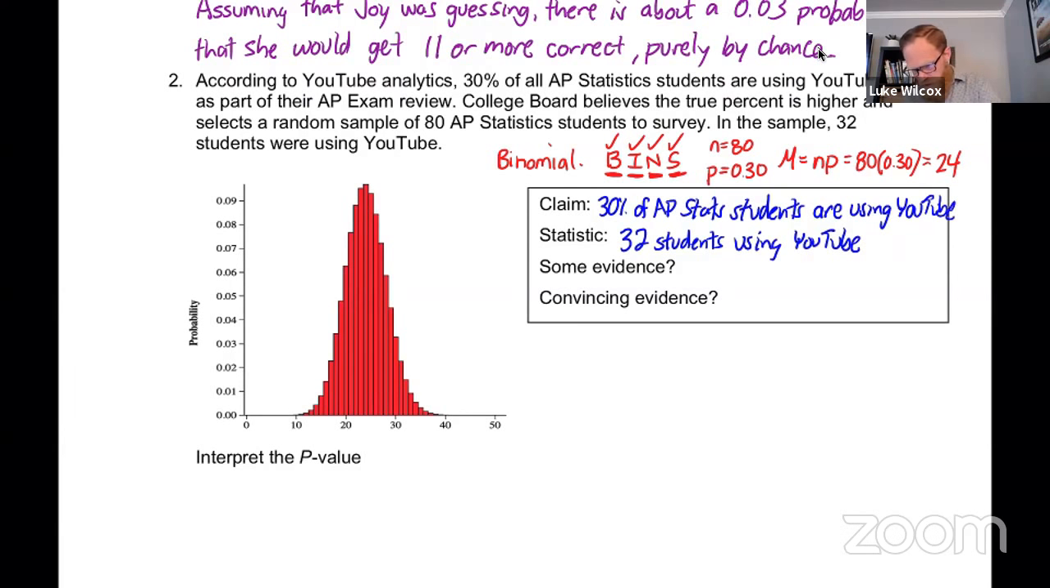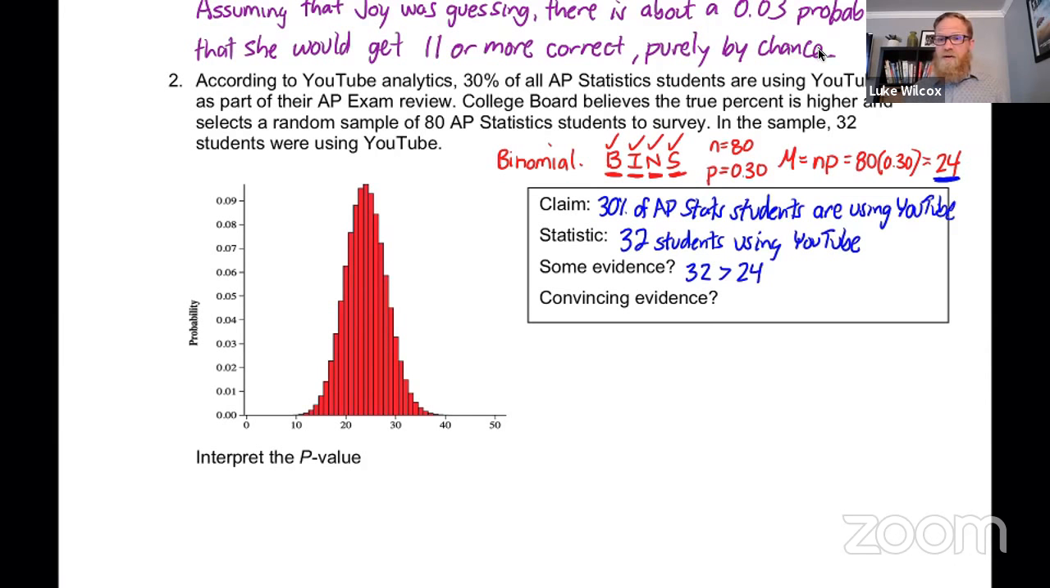Well, we know that if 30 is true, we would expect to get about 24 successes out of the 80, and we got 32. So certainly 32 is bigger than 24, and we do have some evidence to suggest that the true percent is higher than 30%. So the follow-up to that is, do we have convincing evidence?